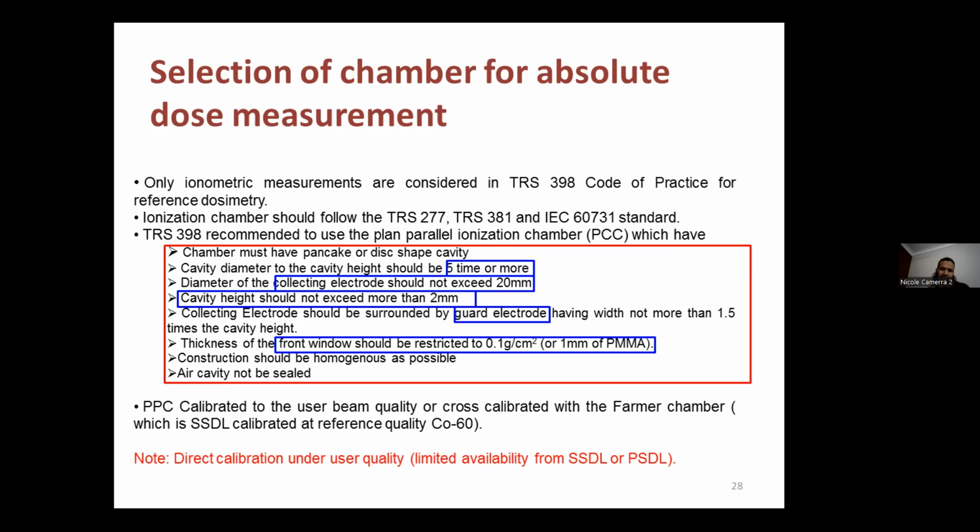There is a recommendation for the thickness of the window. The front window should be restricted to 0.1 gram per centimeter squared, or 1 millimeter of PMMA. Construction should be more homogeneous, and air cavities shouldn't be sealed, as we talked about for the Farmer chambers. It should be a vented chamber for the reference dosimetry.